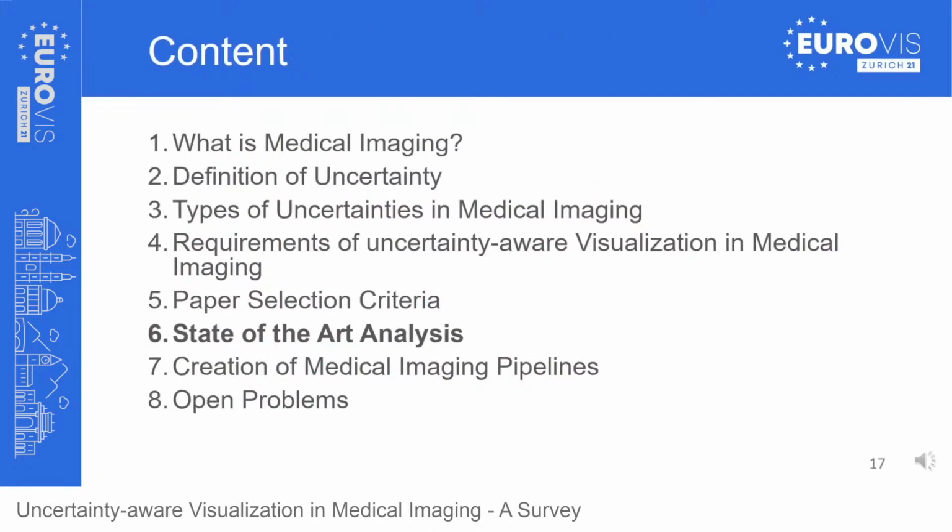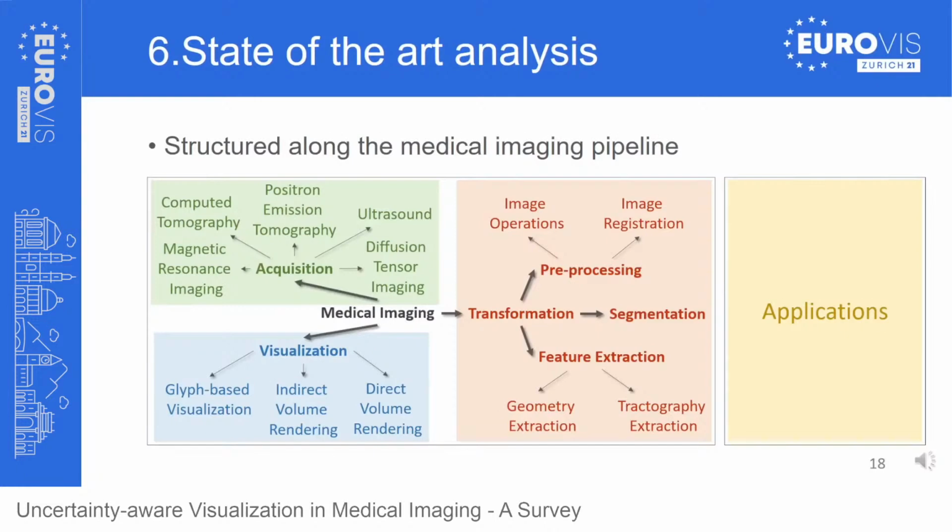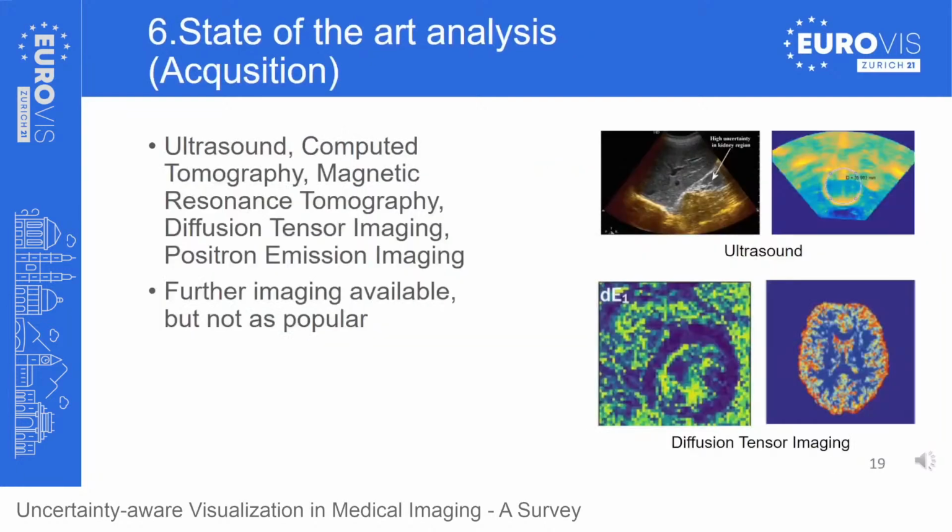So now that we defined the requirements of uncertainty-aware visualization in medical imaging, and we determined the selection criteria, we can come to the point where we can actually conduct the state-of-the-art analysis. And before we can do that, I want to show you how we structured our analysis. We used the medical imaging pipeline and all the subcategories that we saw before to make an intuitive sectioning possible. There's also a dedicated chapter on applications of medical imaging, as they usually consider multiple steps of the medical imaging pipeline.